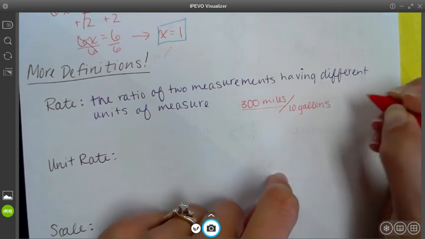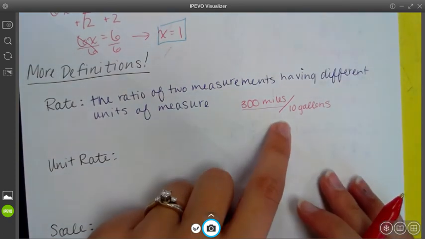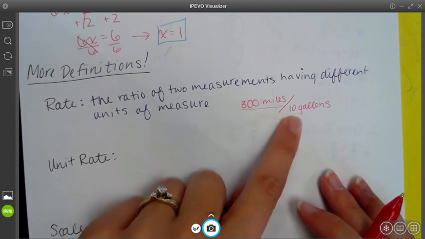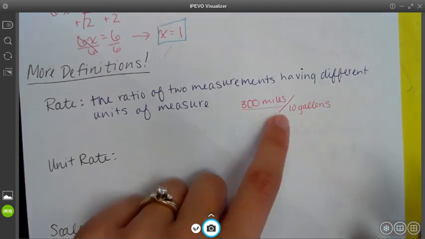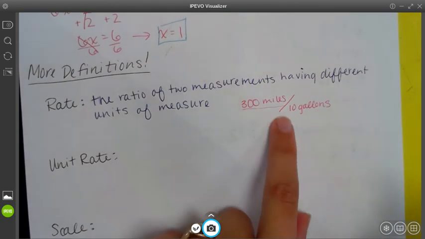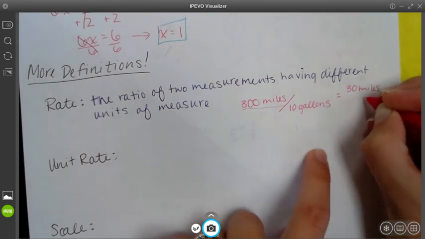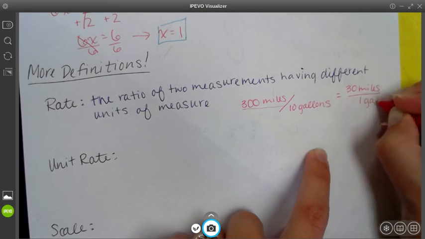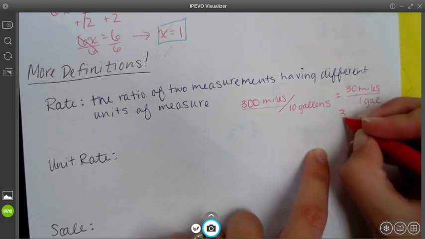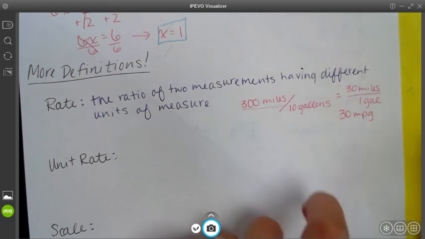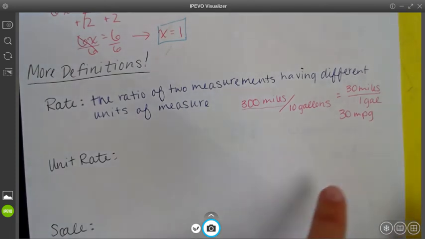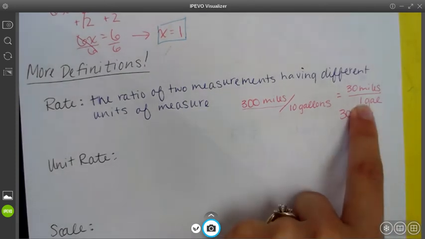gallons. You might not be used to thinking about miles per gallon, where this is not 1 gallon, right? You're like, okay, how many miles do you get to a single gallon? What you can do is reduce this to figure out how many miles per gallon I get. And I get about 30 miles to 1 gallon. So you could write this as 30 miles per gallon, right? This is called a unit rate.